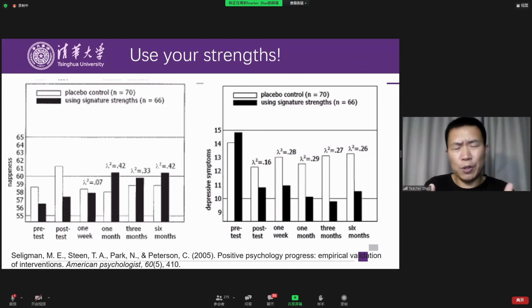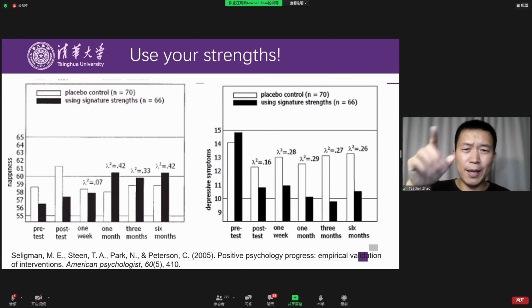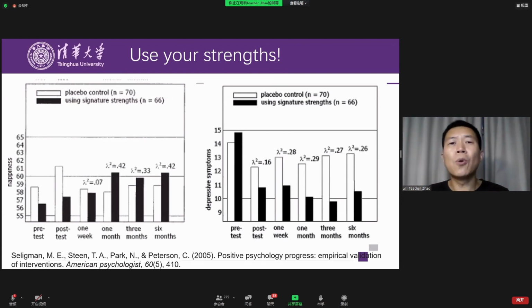And why do we encourage you to use your strengths? Because according to research, this is a randomly assigned study done by Seligman and his colleagues. So we talked about three good things last week. The placebo control group is to write things, good or bad, whatever, every day. And the black column, this is the experiment group. They use their strengths. And as we can see, happiness of the using strength group increases and their depression symptoms decrease. So I recommend you to use your strengths because that can increase your happiness and decrease your depression.